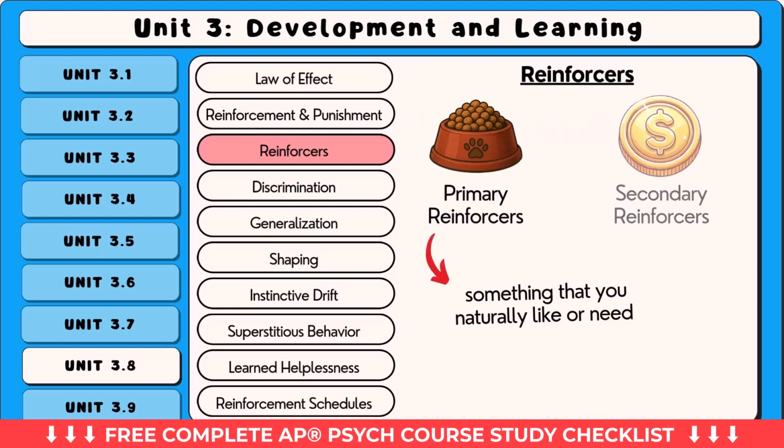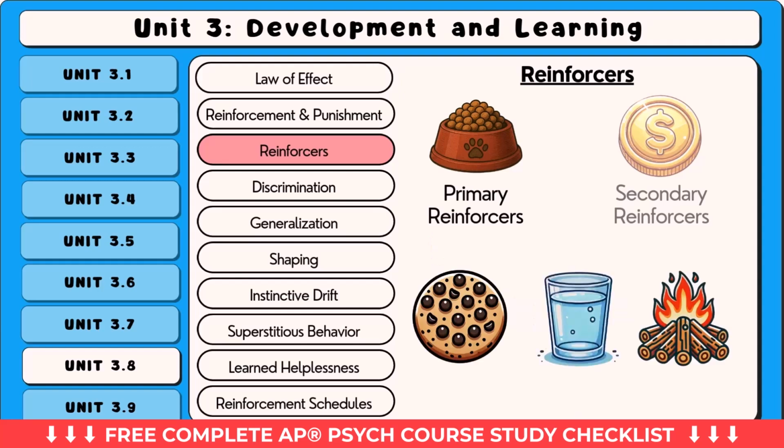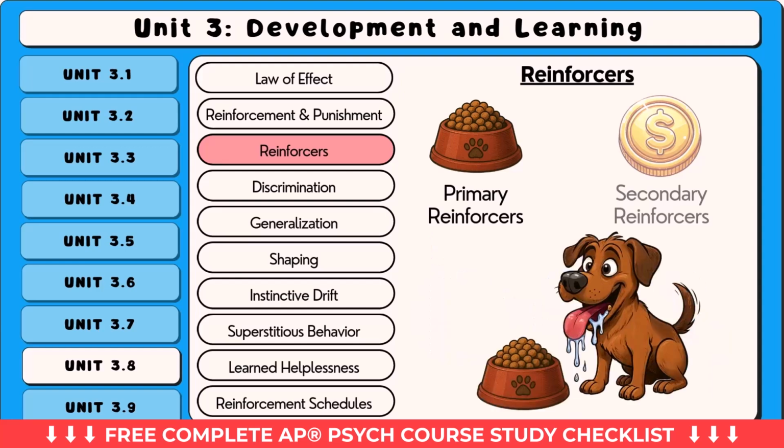A primary reinforcer is something that you naturally like or need. You don't have to learn to want it. It just feels good or helps you survive. Things like food, water, or warmth are primary reinforcers. For example, giving a dog a treat is a primary reinforcer because dogs naturally enjoy food.